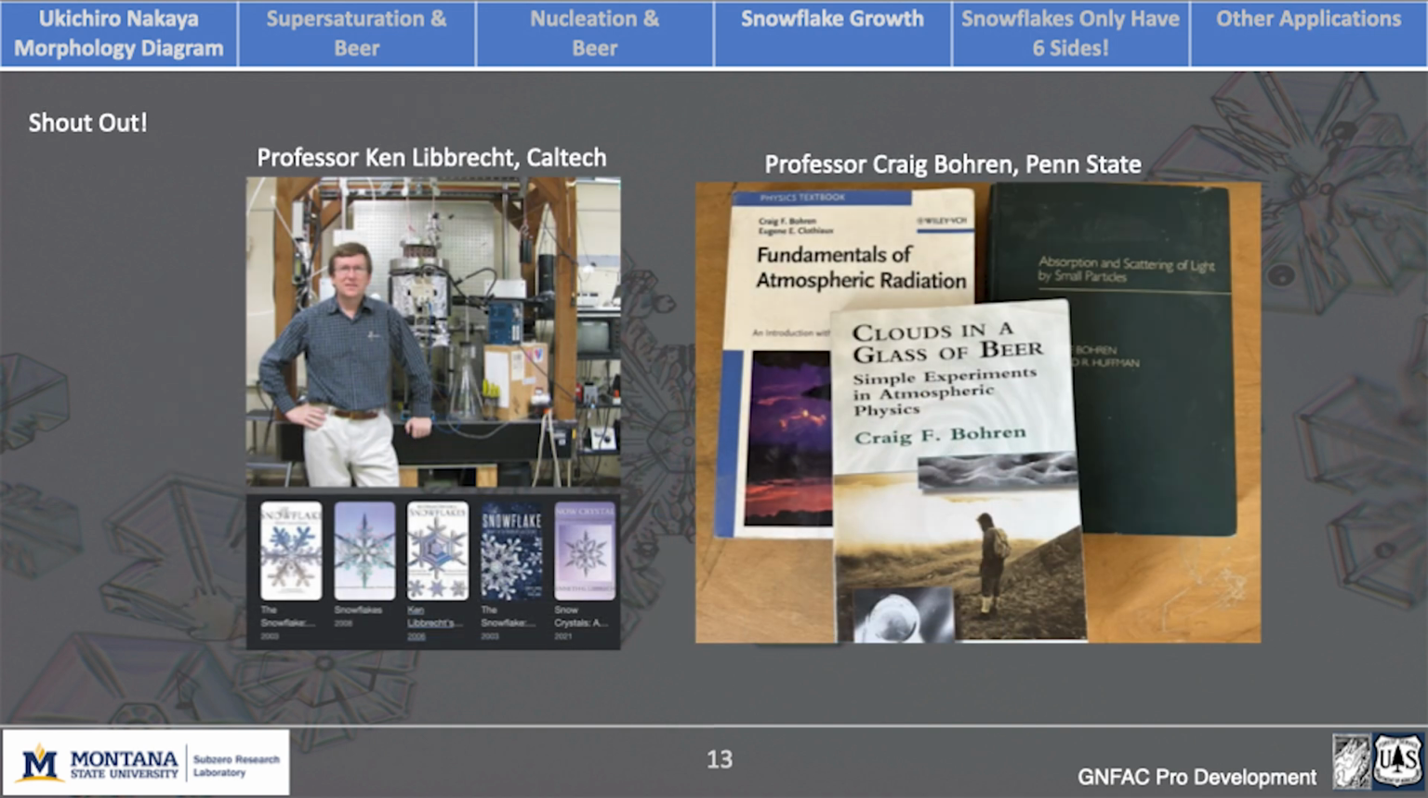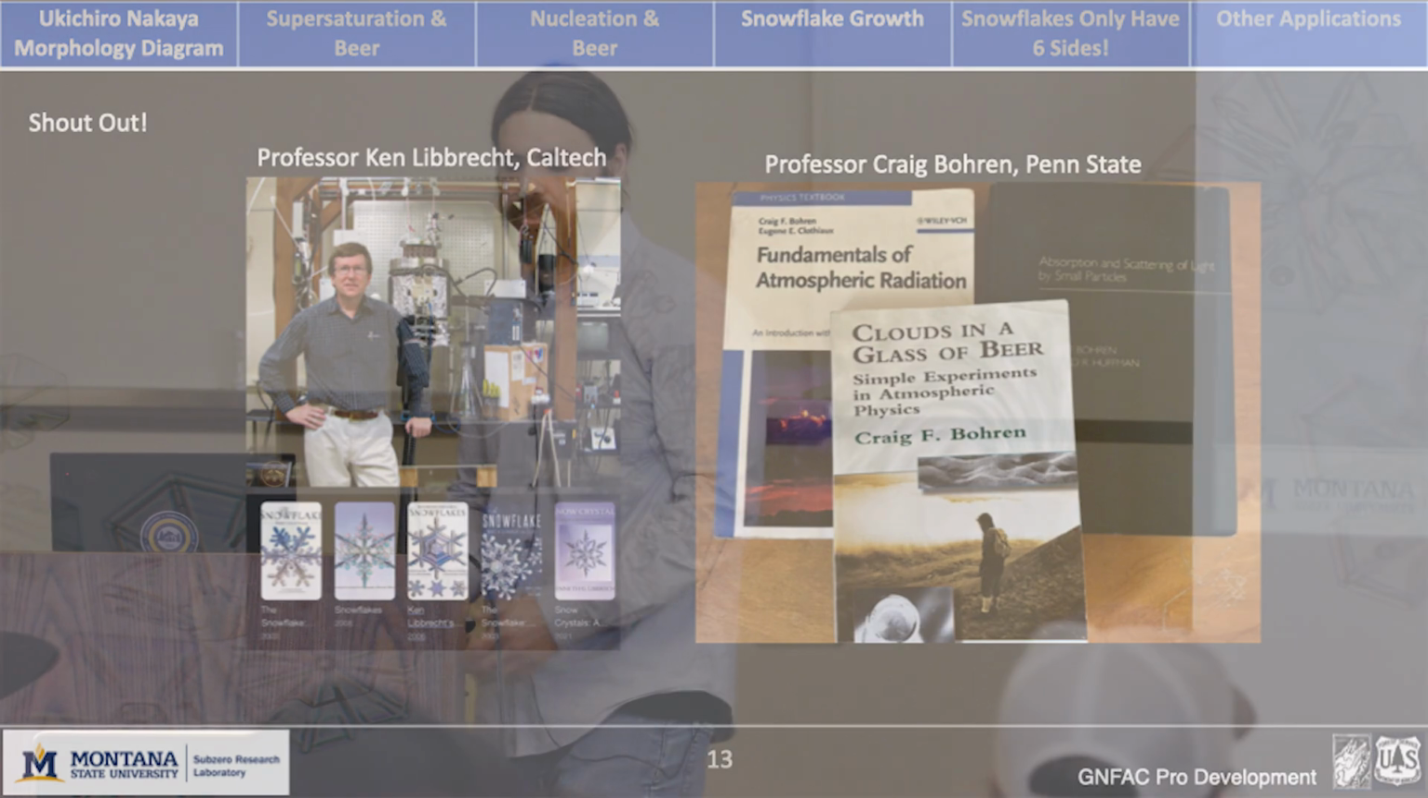So I'll just finish with a shout out to my two heroes in the field that have helped me along the way of thinking through this, just through their books and their papers. Ken Libbrecht at Caltech and Craig Bohren at Penn State, who wrote this awesome book, Clouds in a Glass of Beer: Simple Experiments in Atmospheric Physics. I highly encourage you to get a copy. It's great bedtime reading, and it gives you general insights into the environment around us in terms of what's happening with the science. So in summary, if you want to learn more about snowflakes, go have a beer. Thank you.